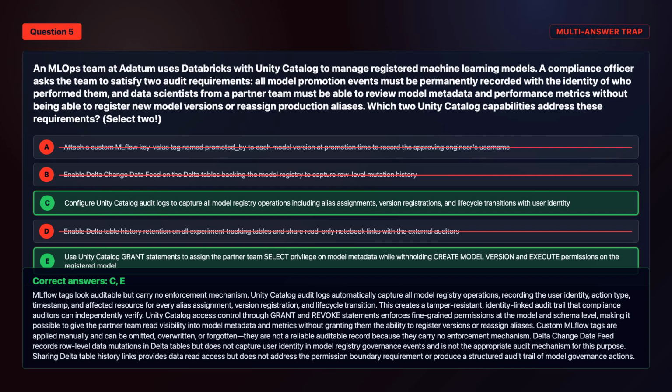Delta change data feed records row-level data mutations in Delta tables, but does not capture user identity in model registry governance events, and is not the appropriate audit mechanism for this purpose. Sharing Delta table history links provides data read access, but does not address the permission boundary requirement or produce a structured audit trail of model governance actions.